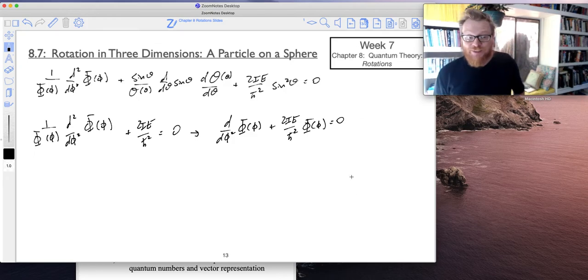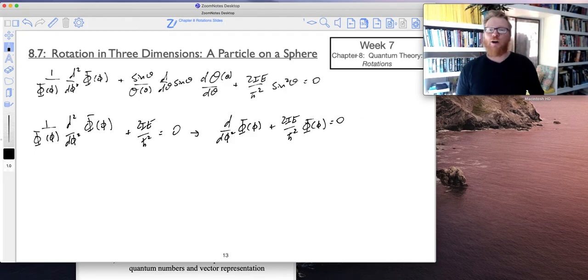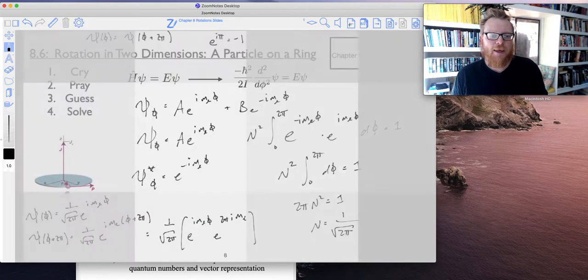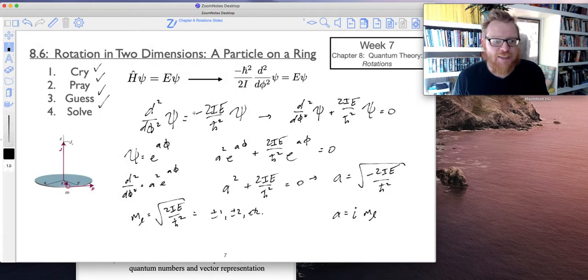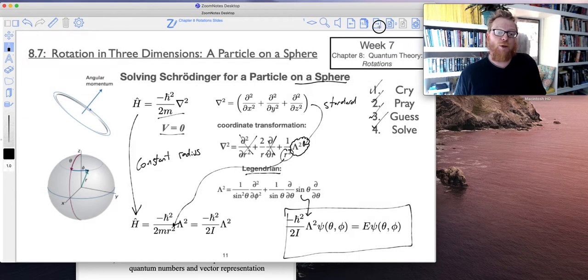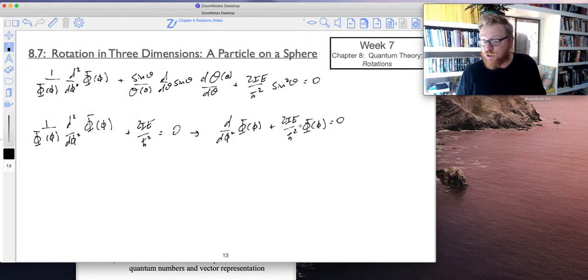We've already solved this. We have already solved this function. I'll show you. It's back in the particle on the ring model. Look, there it is. I think I just passed it. Yes, look at this, right? Second derivative of phi of some function psi plus 2ie over h bar squared times psi equals 0. Okay, we've already done that. Brilliant. So we have a solution for this already.